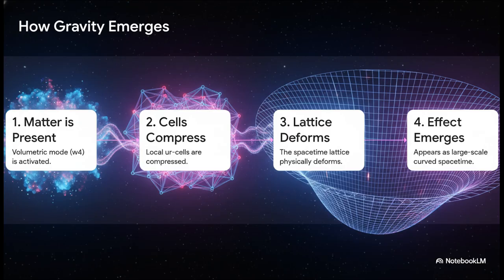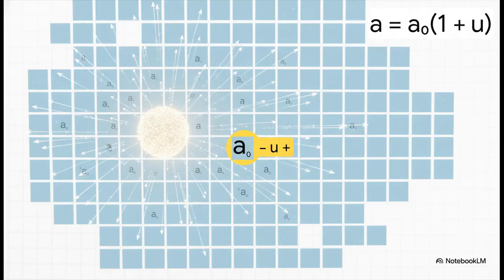general relativity. And we can even write this down mathematically. Don't worry, it's pretty straightforward. The local size of a cell, A, is just its original size, A0, modified by this thing called a deformation field, U. And U is just a number. It tells us exactly how much that specific part of the lattice is being squeezed.